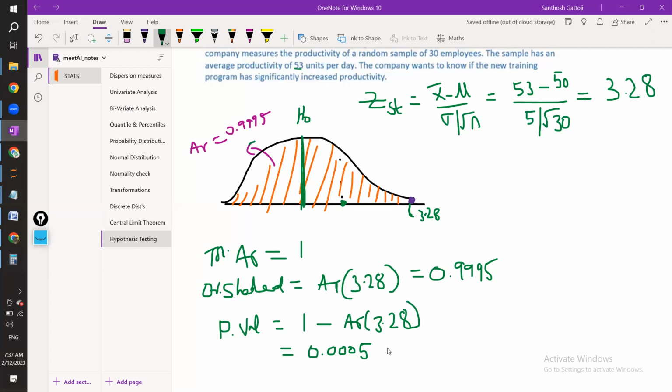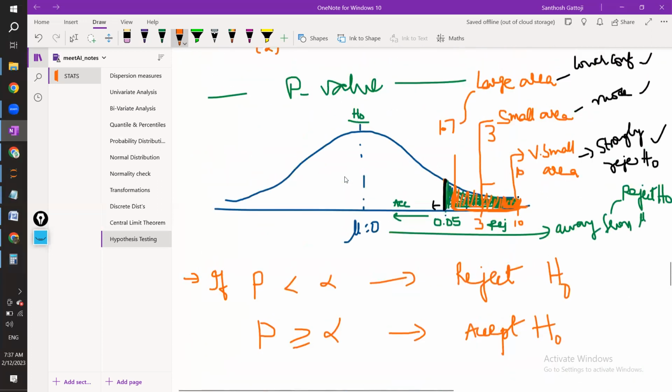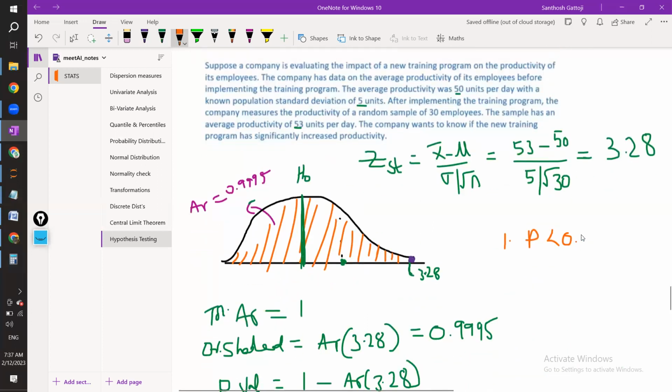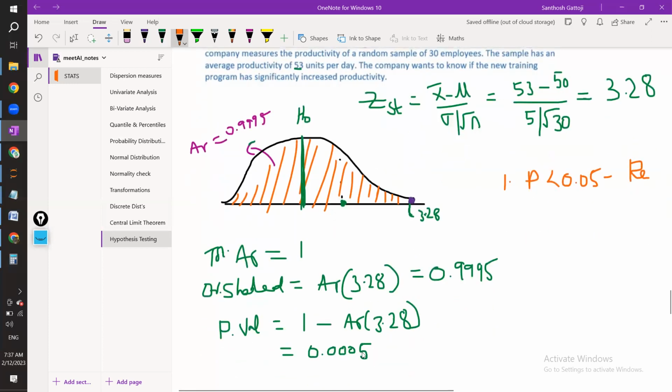Reject the null hypothesis. Why? Justification. The p-value is less than 0.05. First thing is, p-value is less than 0.05. Based upon that, we are rejecting it. That's perfect, because this 0.005 is less than 0.05.